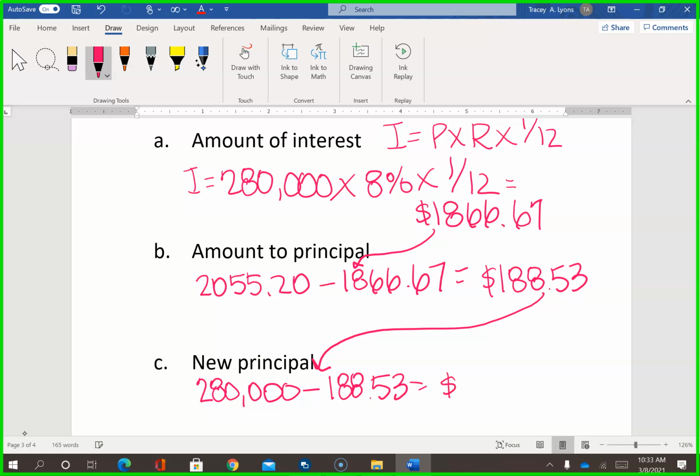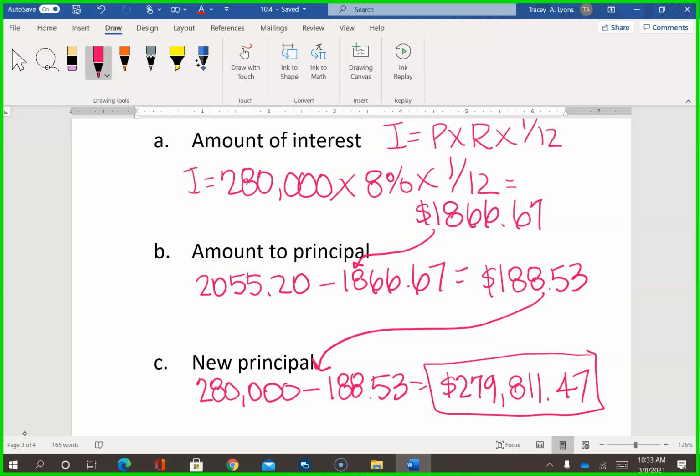So $279,811.47. Now, that's that first line after payment number one at the very end. Now, instead of starting with $280,000, you start with this one. So if you had to do multiple questions like this, you'd bring this one down and then you'd do the same 3 steps that we just did. Each one would change amounts. So every answer you use again, but you have to make sure you have them in the right places.